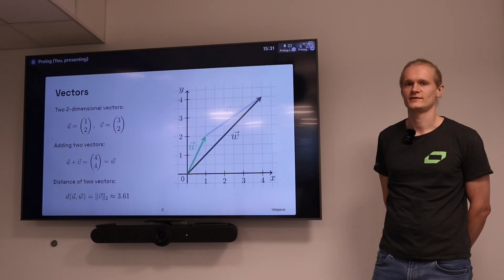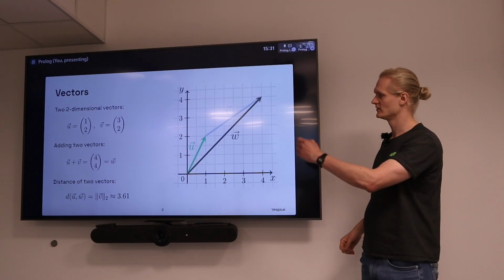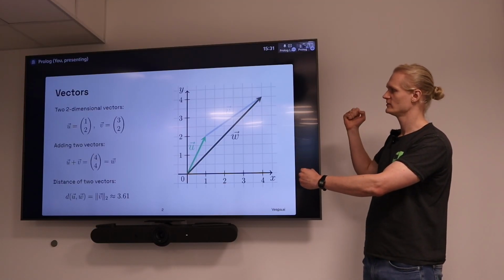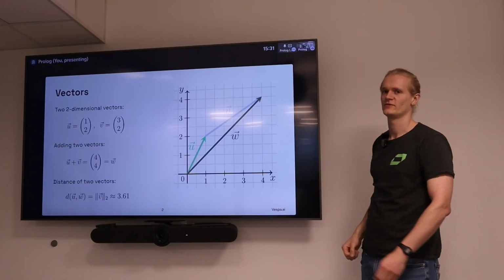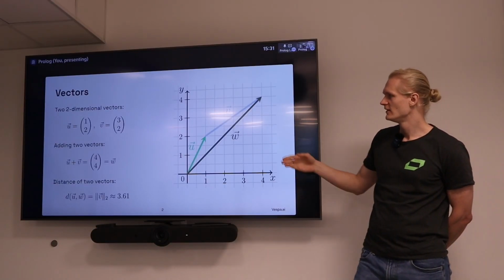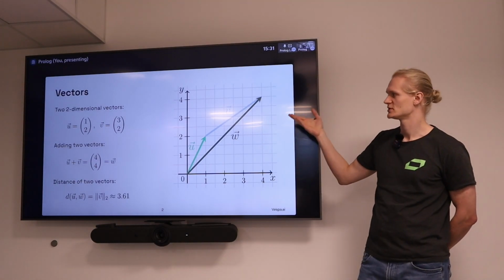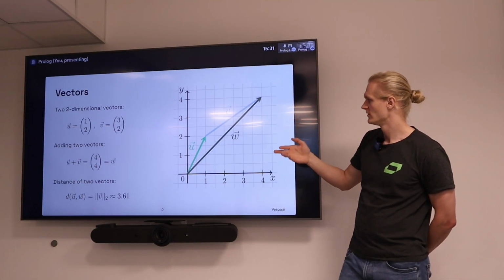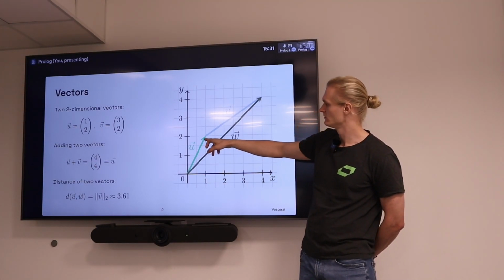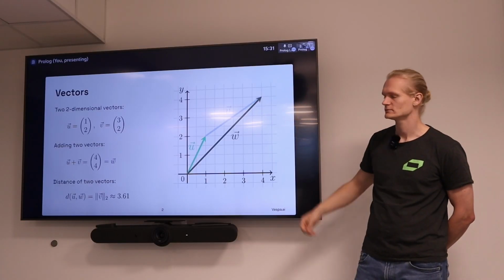And we can add up these vectors. So we take the one arrow and the other arrow and stick the second arrow to the first arrow. And here, as the sum, we get w, which is just the vector 4, 4, which we get by just going u and v.